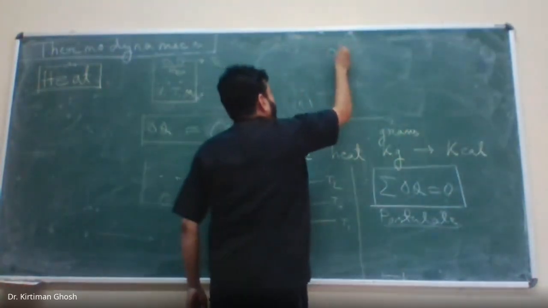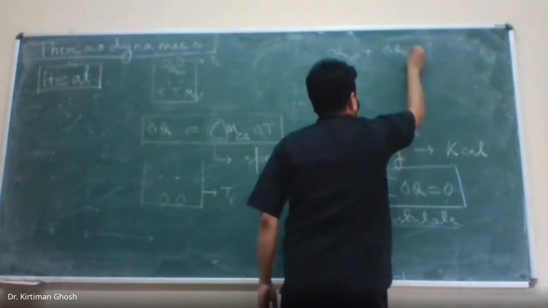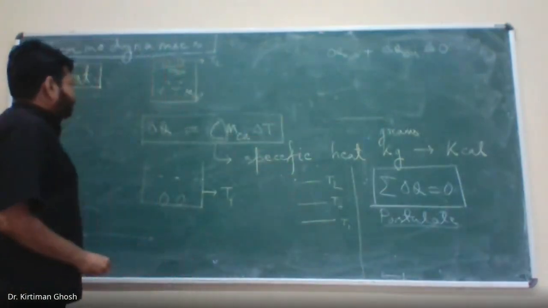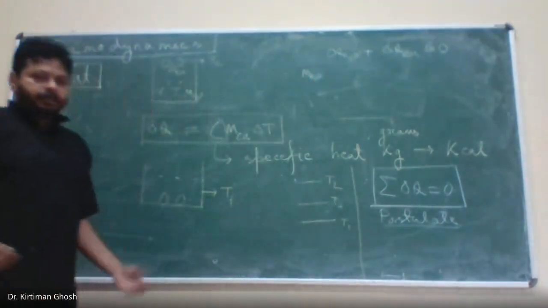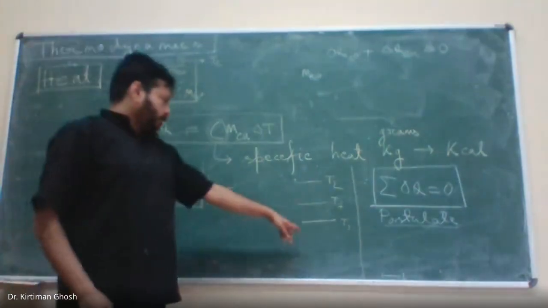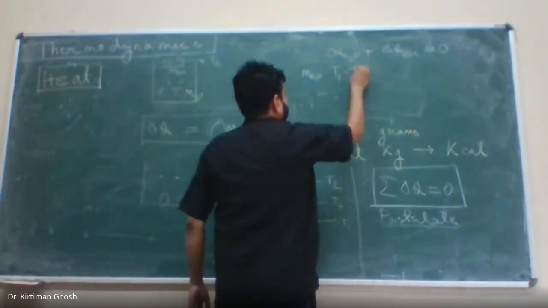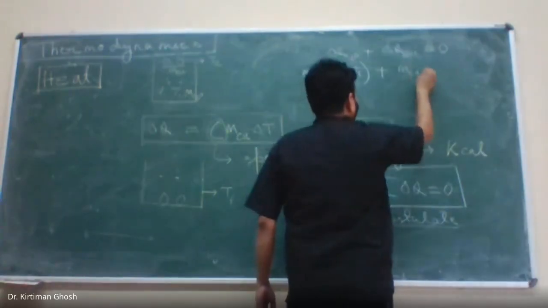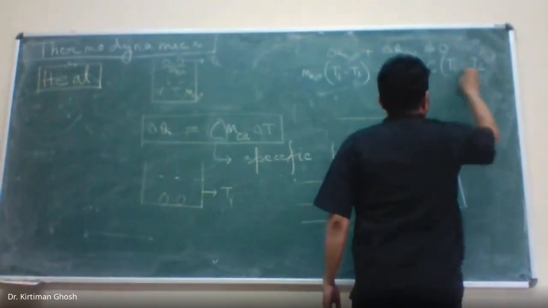So delta Q of H2O plus delta Q of copper should be equal to 0. Now what is delta Q of H2O? Delta Q of H2O is nothing but the mass of water times the specific heat of water, which is 1, times delta T of water. What is the delta T of water? Water was at T1 and goes to Tf, so Tf minus T1. Plus delta Q of copper, which will be mass of copper times the specific heat of copper times Tf minus T2, is equal to 0.